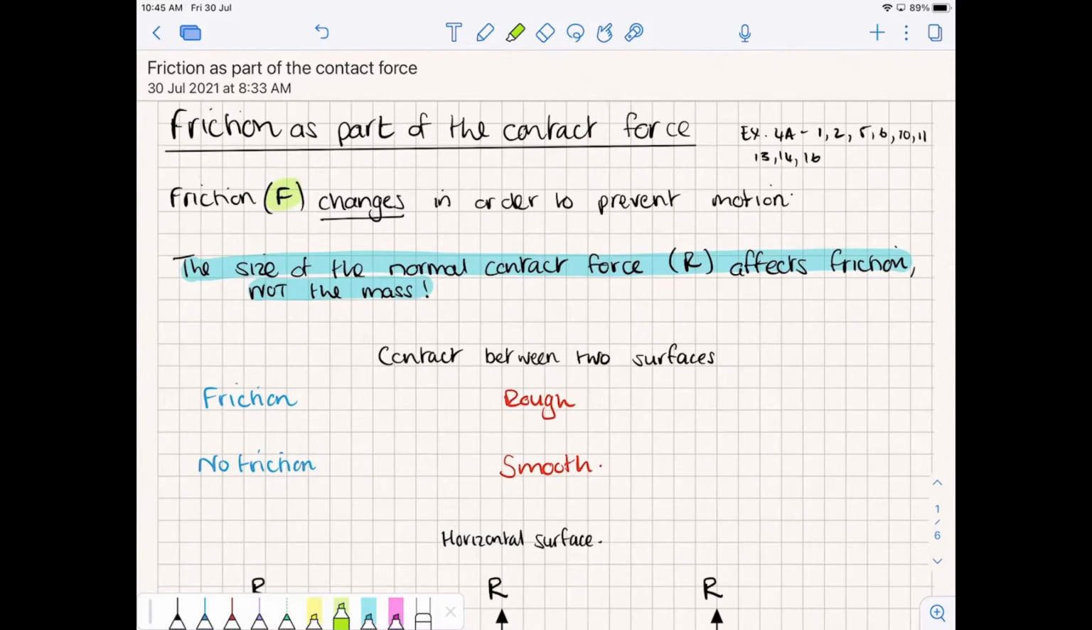So how friction is calculated depends on the two surfaces that are in contact with each other. If we have two rough surfaces, we will have some kind of friction. And if we have a smooth surface, we call a surface smooth in terms of motion, that means that there is no friction between the two surfaces.